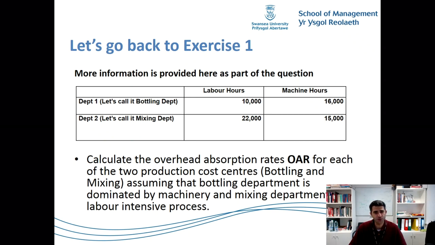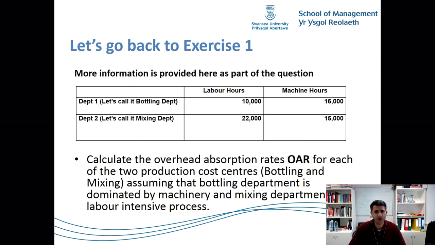When it comes to department 2, let's call it the mixing department, you can see that 22,000 labor hours are used there. On the other hand, 15,000 machine hours. So as you see, the mixing department is more to do with labor hours.